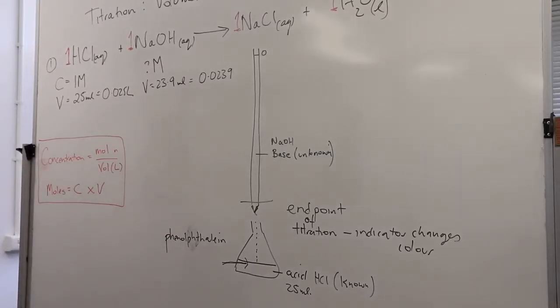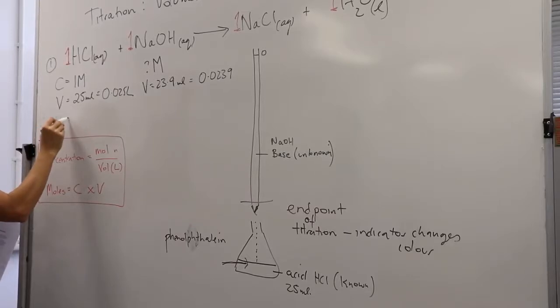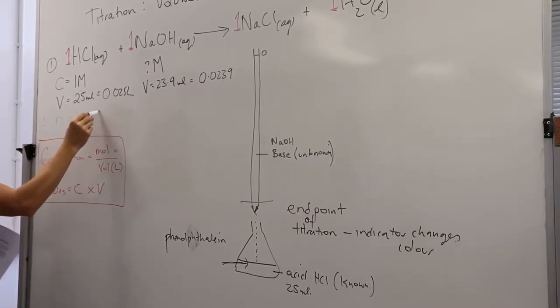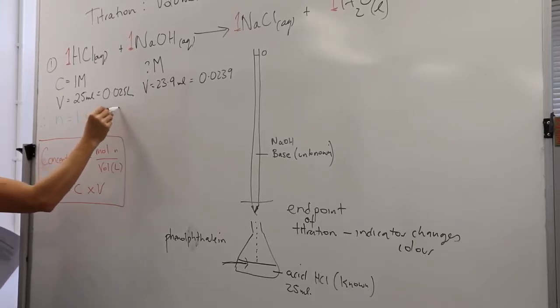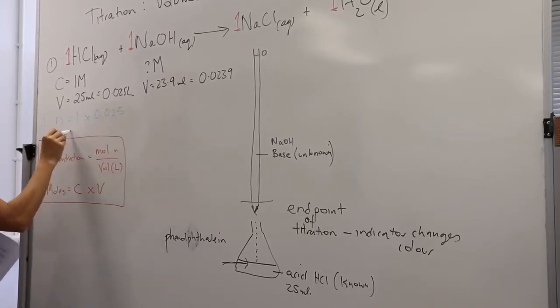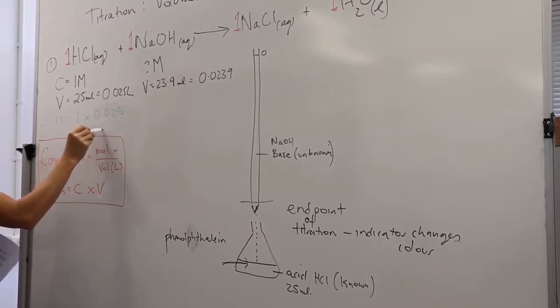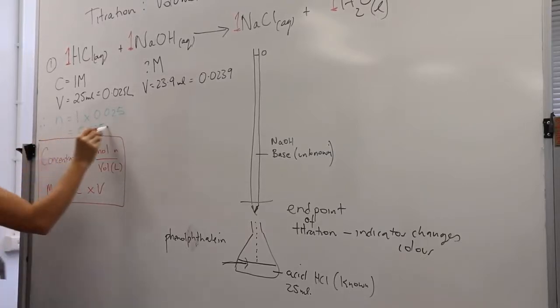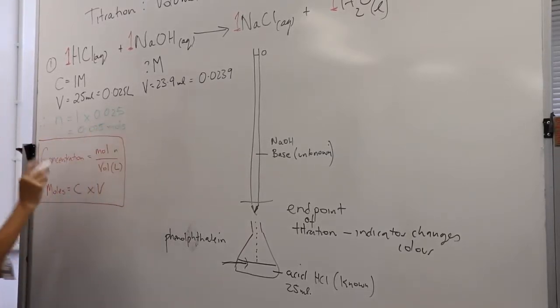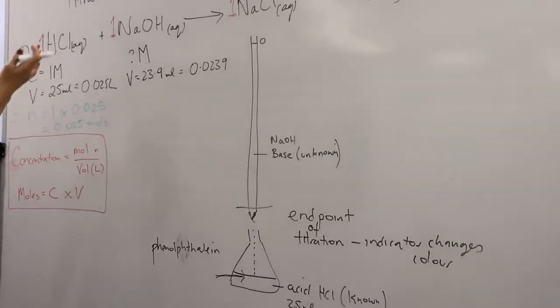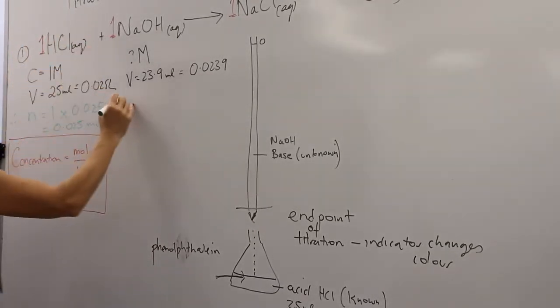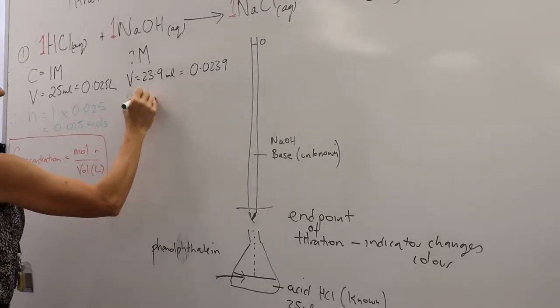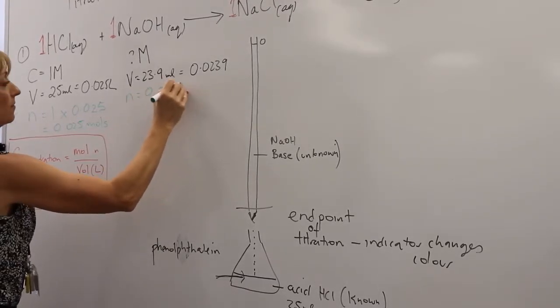So, therefore, knowing that, moles equals concentration times volume. 1 times 0.025, which equals 0.025 moles. There. And a one-to-one relationship means that there must be 0.025 moles here.